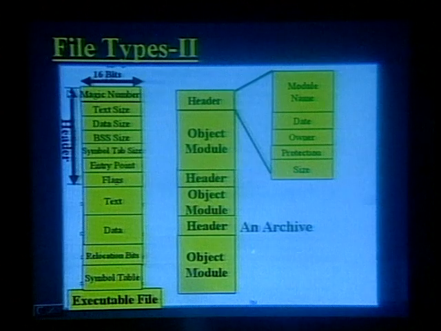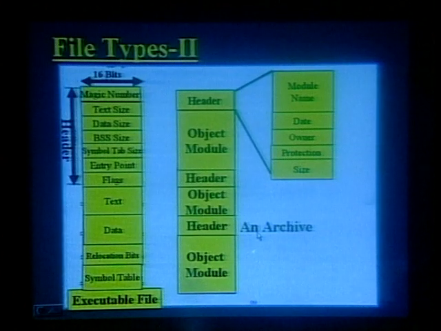We see here in the binary file, the first part of the file is the header, and in that header we see the magic number, text size, data size, BSS size, symbol table size, entry point, and flags. This is the header information. In any executable file, we'll find that the header is a part of the executable file. Then there is text, data, then relocation bits, and symbol table, and so on. This is how the structure of an executable file would look, and it is a binary file.